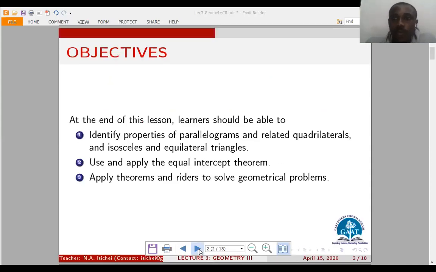So the objectives for this lesson are as follows. At the end of this lesson, learners should be able to: 1. Identify properties of parallelograms and related quadrilaterals, and isosceles and equilateral triangles. 2. Use and apply the equal intercept theorems. 3. Apply theorems on riders and solve geometrical problems. All right.